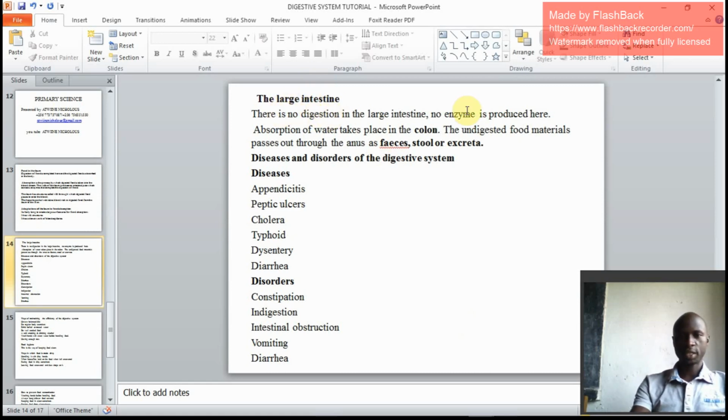We go to the large intestines. There is no digestion in the large intestines. There is no enzyme produced in the large intestines. Absorption of water takes place in the colon, the part of the large intestines we call the colon.